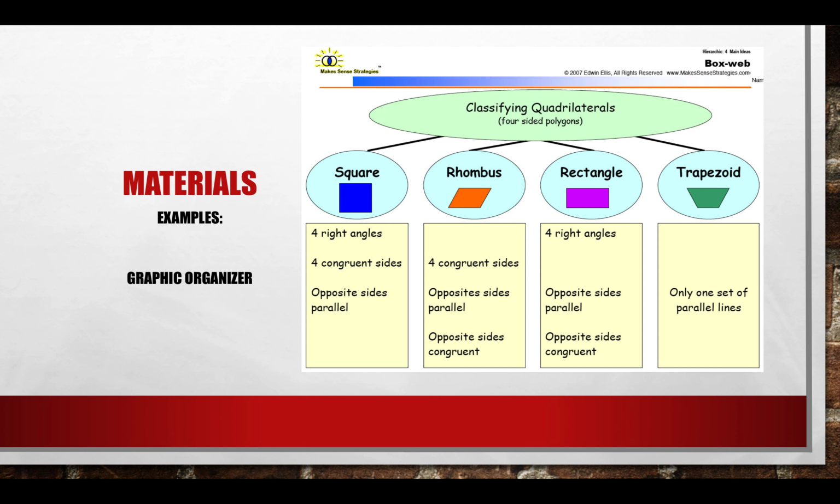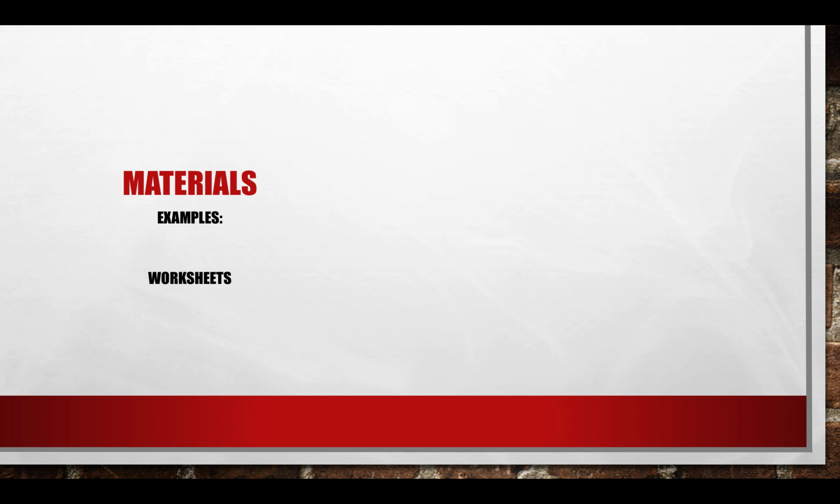Here's one more. This is just breaking down classifying quadrilaterals, talking about squares, rhombuses, rectangles, and trapezoids. Here, this graphic organizer is talking about the differences and similarities between all of the different types of shapes. So another example of a material is a worksheet. Graphic organizers could be considered worksheets, but they're a more specific variety of materials for the classroom.